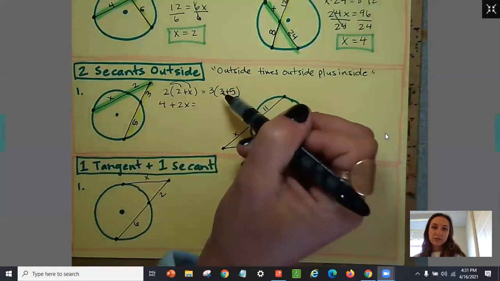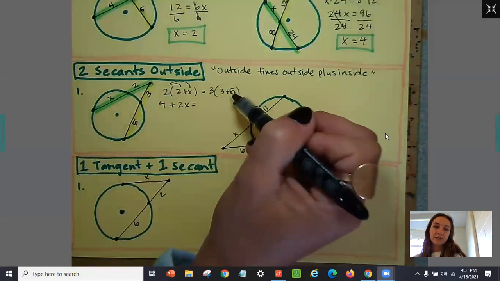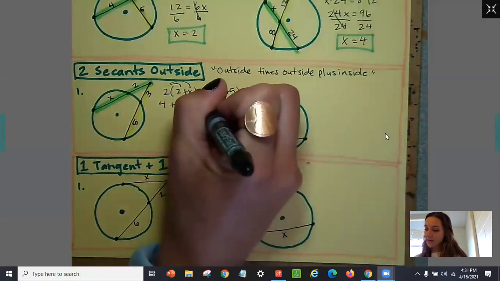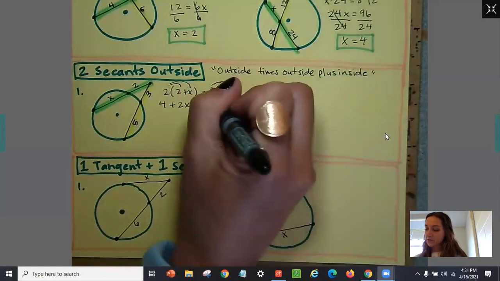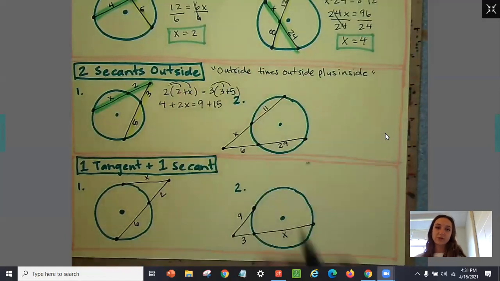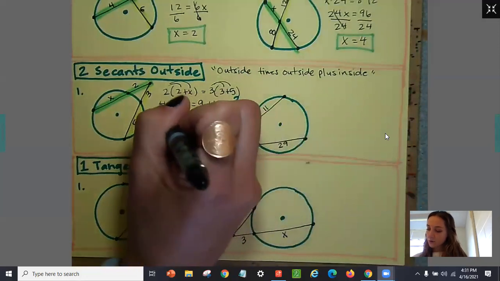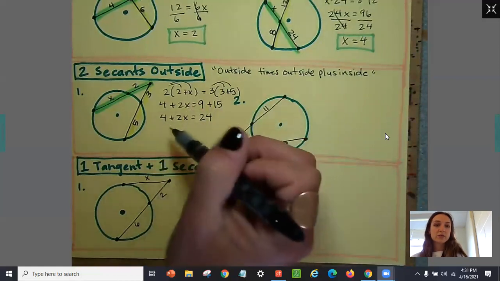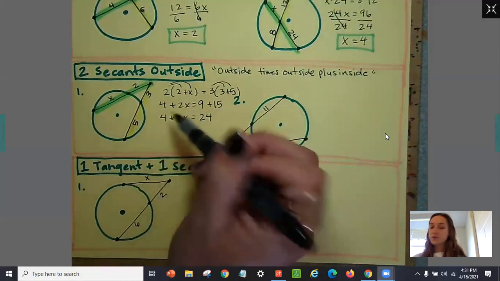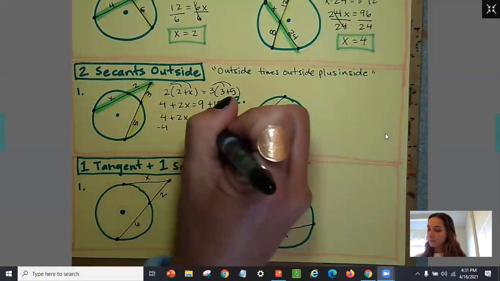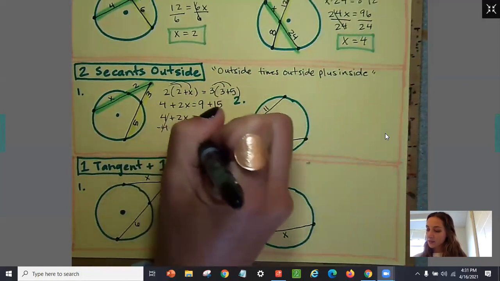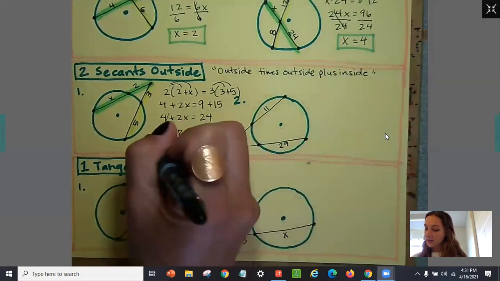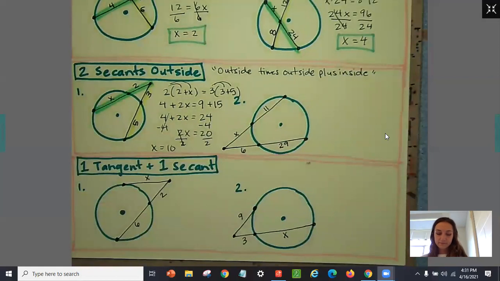And this one you can do multiple ways. You can say 3 plus 5 is 8, 3 times 8 is 24, or you can say this is 3 times 3, which is 9, plus 3 times 5, which is 15. And you'll still get to 24 whenever we do that. So let's just add those together. 4 plus 2x equals 9 plus 15, which is 24. Then we're just solving for x. So we're trying to get x by itself, so we need to subtract 4. We're going to get 2x equals 20, and then we're going to divide by 2 on both sides, and we'll get x equals 10.